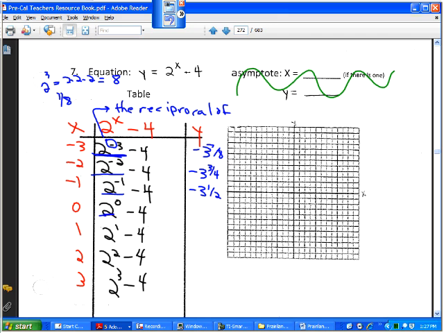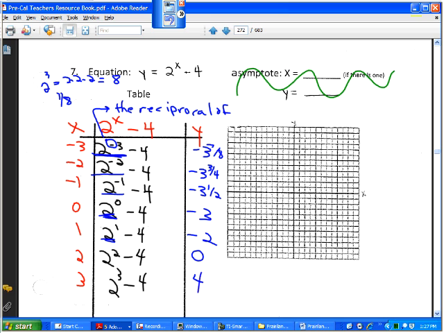What's anything to the 0 power? Not 0. 1. 2 to the 0 is 1, and 1 minus 4 is -3. Anything to the first power gives you that number. So 2 to the first is 2 minus 4 is -2. 2 squared is 4 minus 4 is 0. 2 cubed is 8 minus 4 is 4.